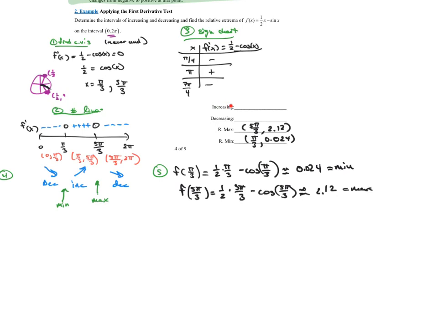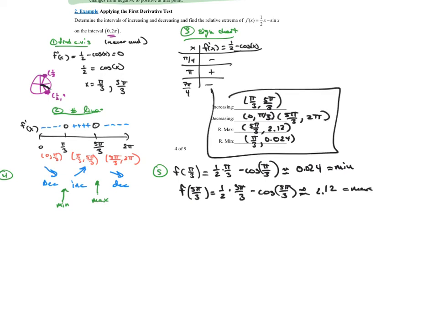Okay? Let's go back and let's look. When was it increasing? It's increasing wherever the derivative was positive. The derivative was positive on pi over 3 to 5 pi over 3. Where was it decreasing? It's decreasing where the derivative is negative. So that was on 2 intervals: the first interval being 0 to pi over 3, the second interval being 5 pi over 3 to 2 pi. So we have now been able to find the intervals of increasing, decreasing, maximums, and minimums.